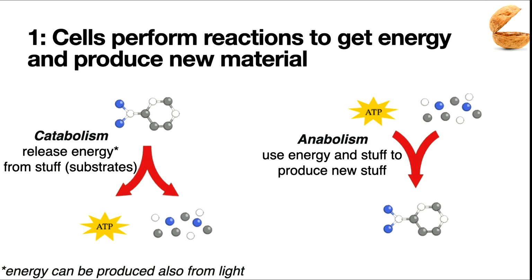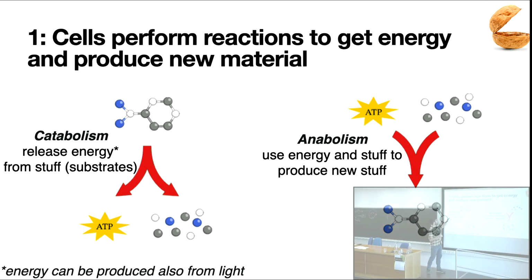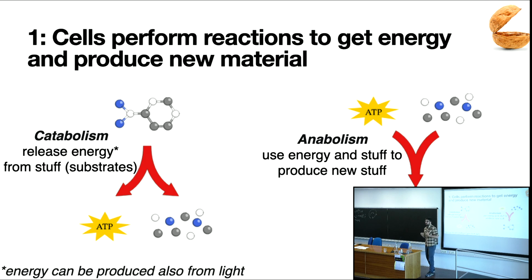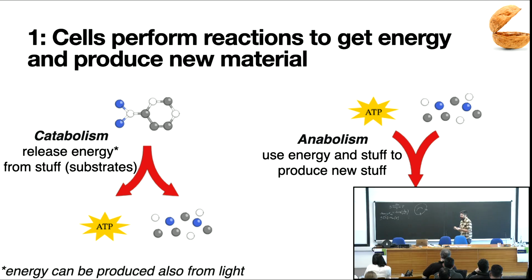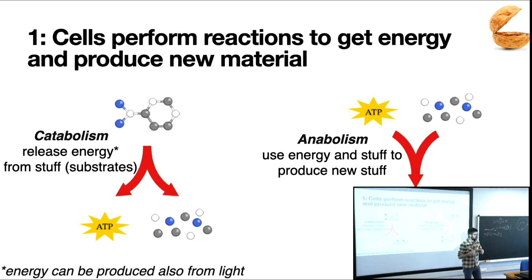So in general, the set of chemical reactions that a cell performs, which is a somewhat artificial distinction, can roughly be divided in two. There are reactions that are part of catabolism, which release energy: they take some material, and the reactions of that material produce energy plus other material, byproducts.